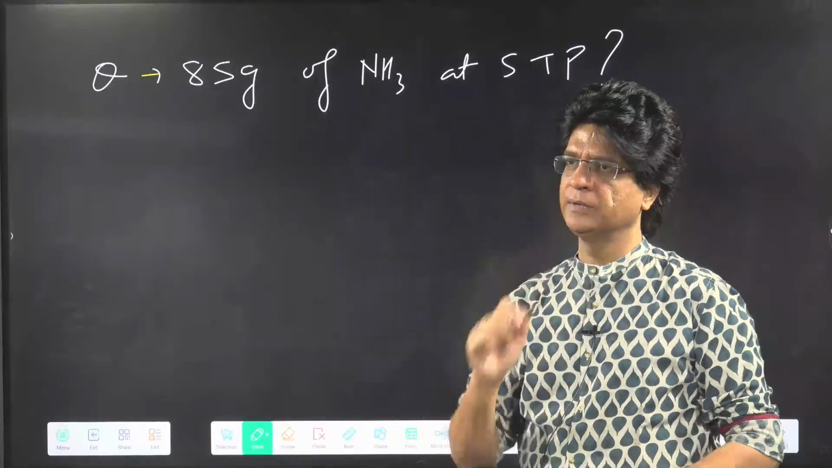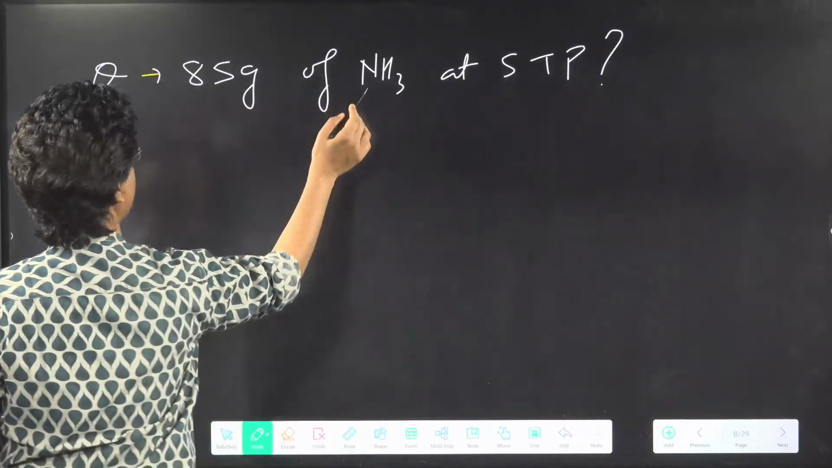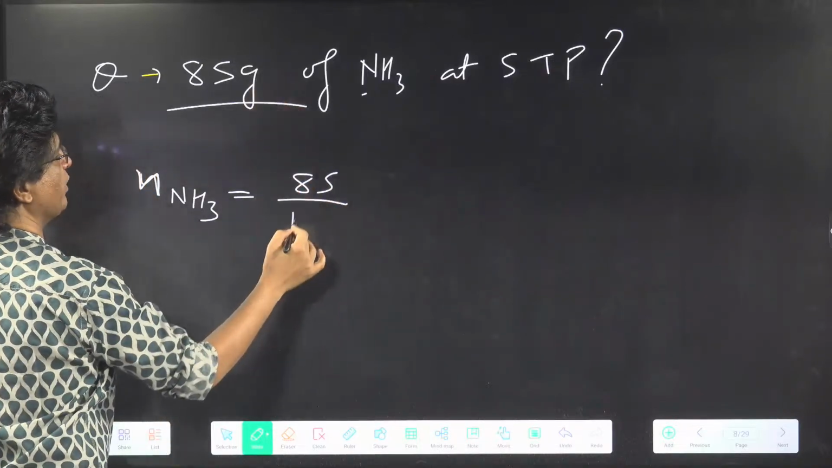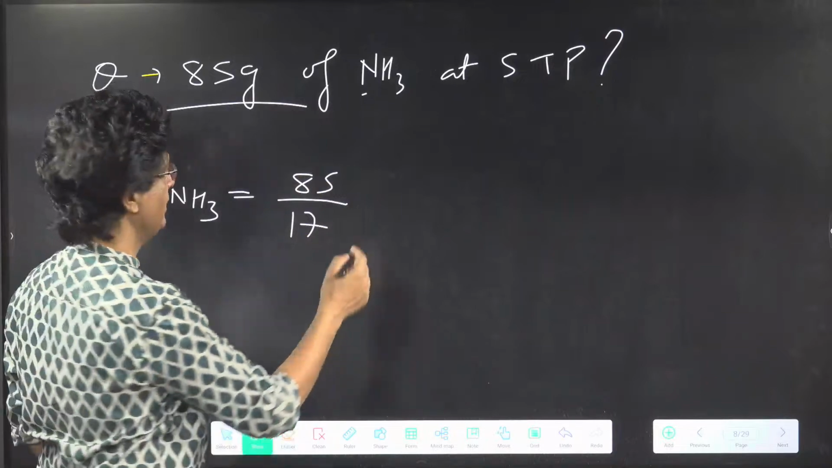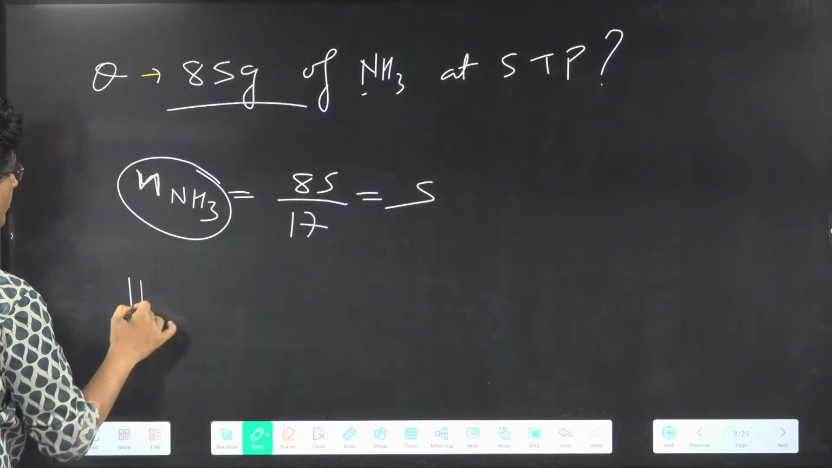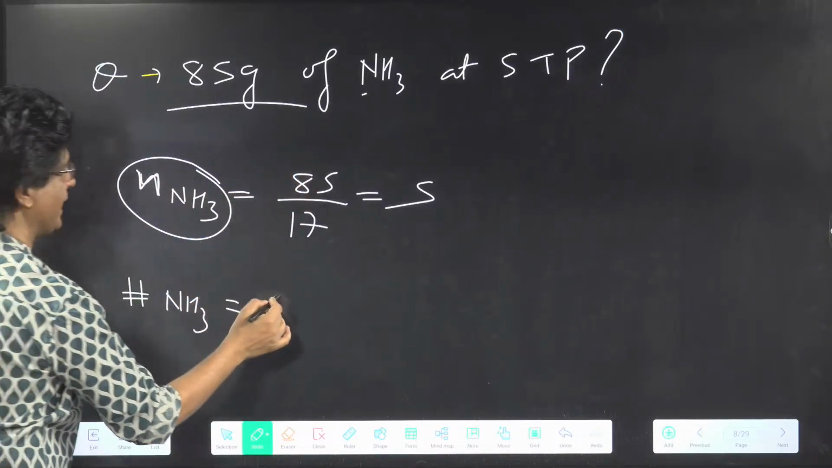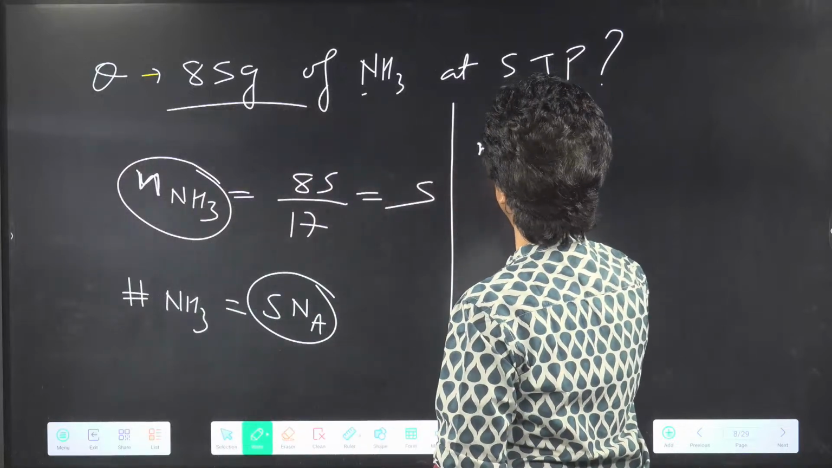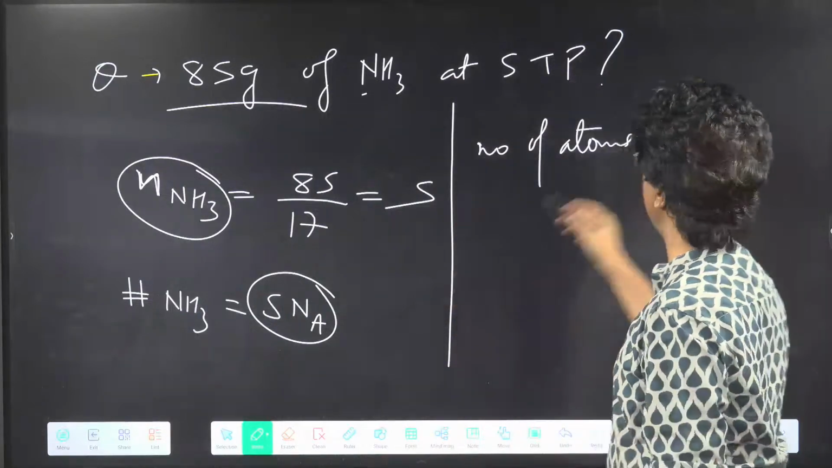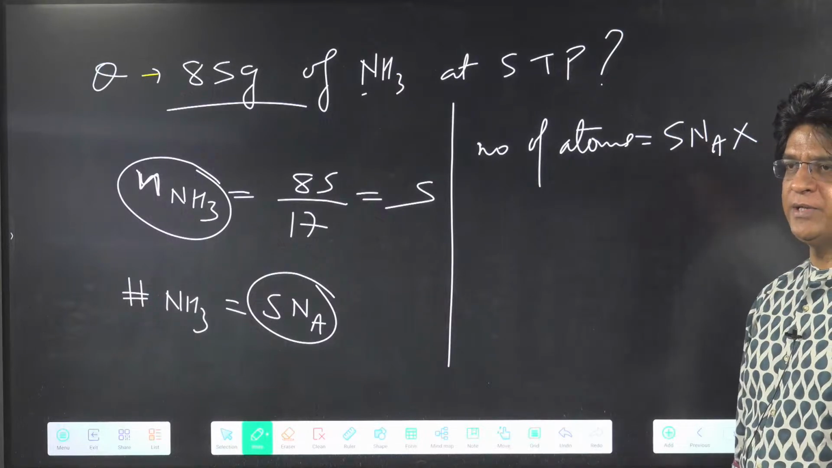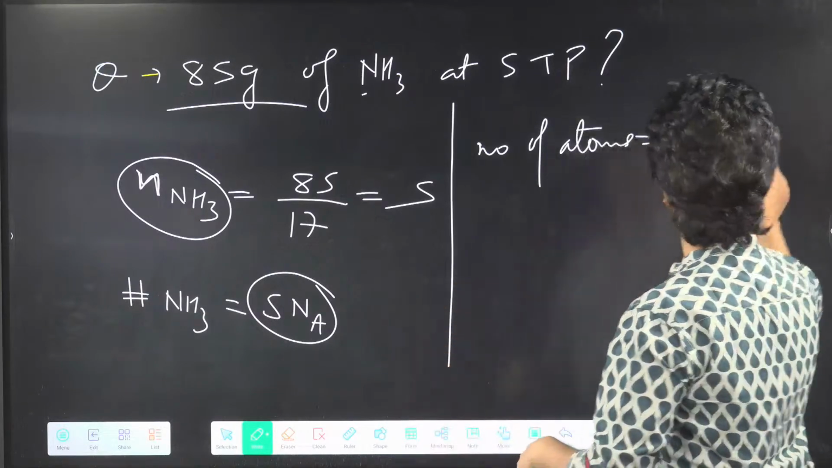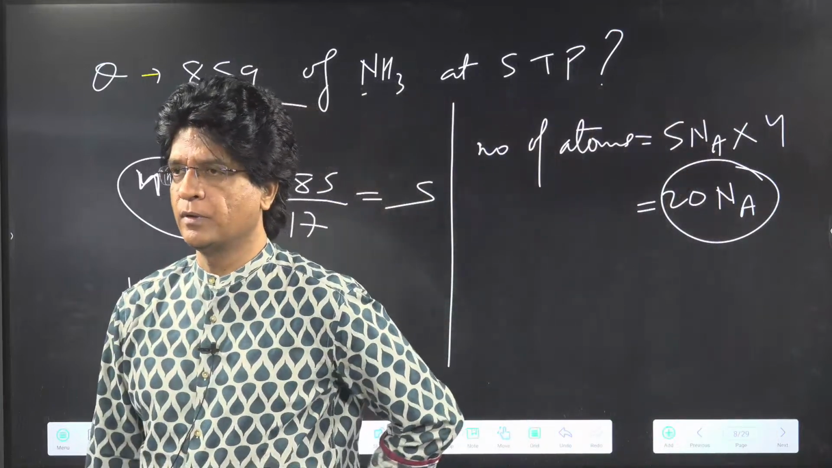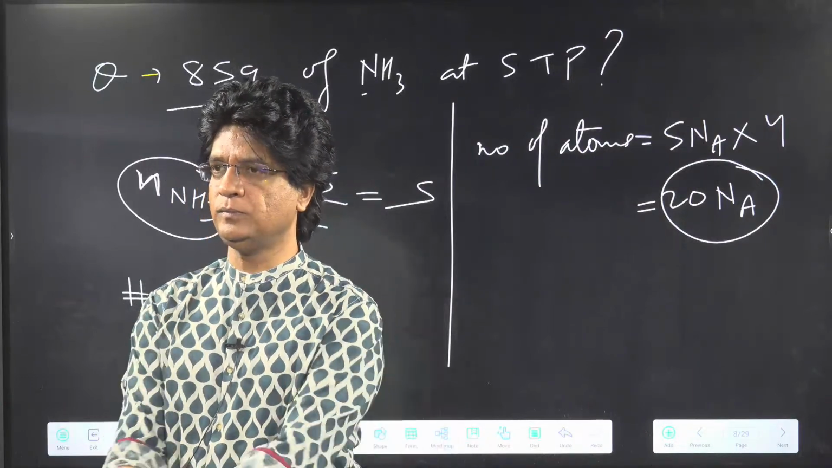This is okay, yes. 20 Na, all of them are getting. So from here, weight is given. Can I find out number of moles of ammonia? It will be weight upon molecular weight. Molecular weight of ammonia is 17. So this will be 5. Once I got number of moles, can I find out number of molecules of ammonia? This will be 5Na, 5 multiplied by Avogadro's number. Now to find out number of atoms, I should multiply the number of molecules, 5Na, by atomicity. What is atomicity? 4 is the atomicity. So that will be equal to 20Na. These many atoms are there in 85 grams of ammonia. Is that clear to all of you?